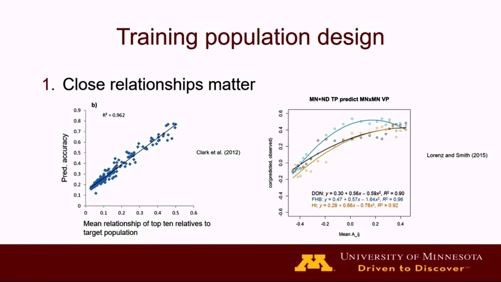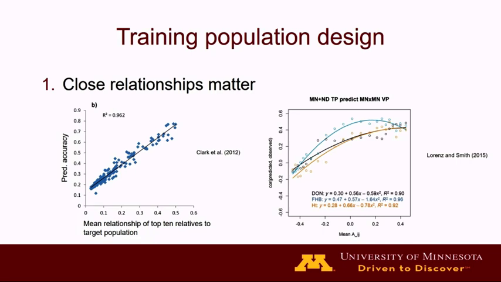So a few points here. The first point is that close relationships matter. Individuals closely related to your target population is the best case scenario. Actually, your best, easiest case is if you work within a single biparental population. Take one part of your biparental population, phenotype it, build a genomic prediction model, and predict the remaining part of the biparental population. That's the best, easiest case scenario.